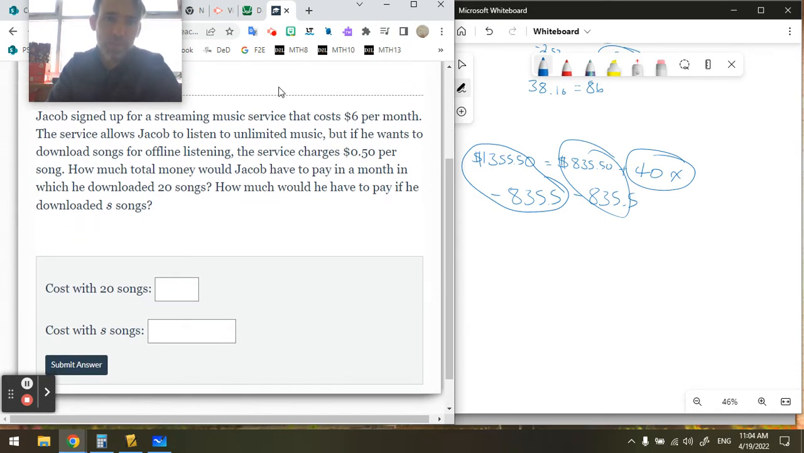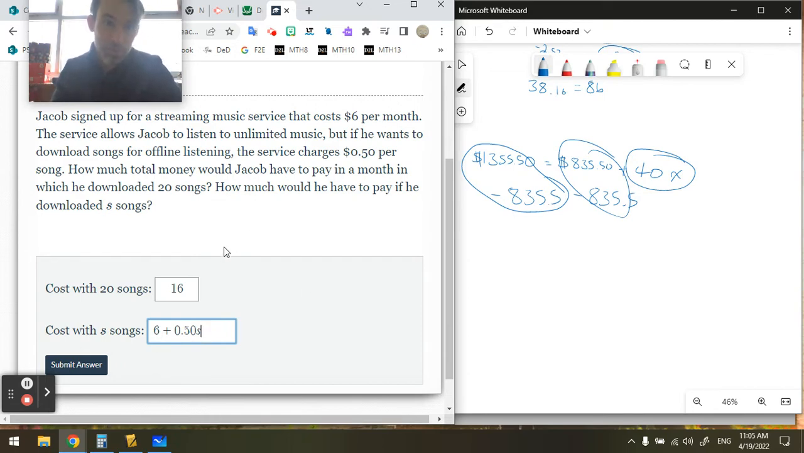Okay, so Jacob signed up for a streaming music service that costs $6 per month, and it allows him to listen to unlimited music, but he is charged 50 cents per download. How much would he have to pay if he downloaded 20 songs? So I'm going to take the amount per download, multiply it by 20 songs. So half a dollar times 20 is $10 plus 6. So that's going to be $16. It's going to cost him that. But what will it cost for S songs? Well, that would be the flat fee, $6 plus 0.50 multiplied by the number of songs.